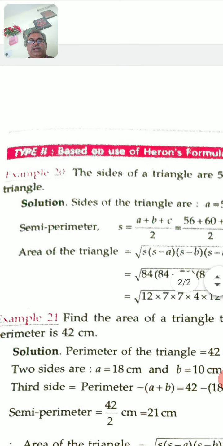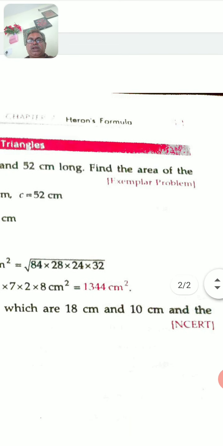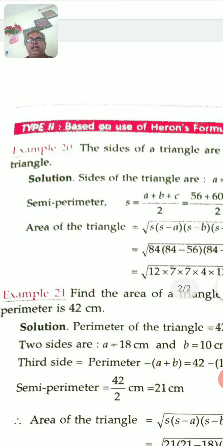One more example you see. Find the area of a triangle with two sides which are 18 centimeter and 10 centimeter, and the perimeter is 42.